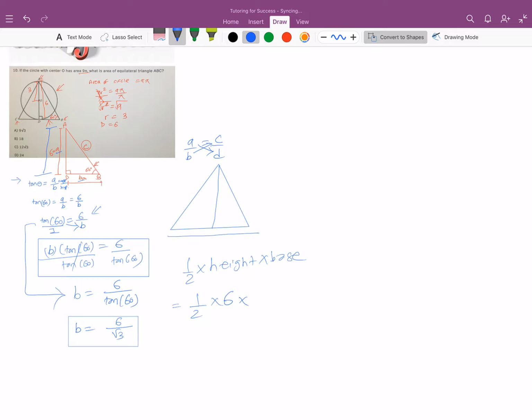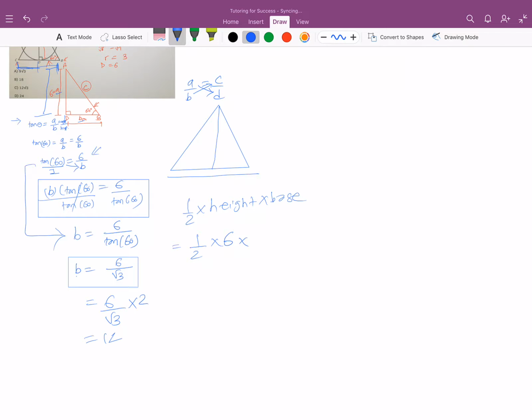And the base, if you multiply this by 2, you would get the complete base, because what I found for b is half of this right here. So to find the whole thing, I need to multiply it by 2. That would be 12 over radical 3, right? And that's what I'm going to use here. So 12 over radical 3.